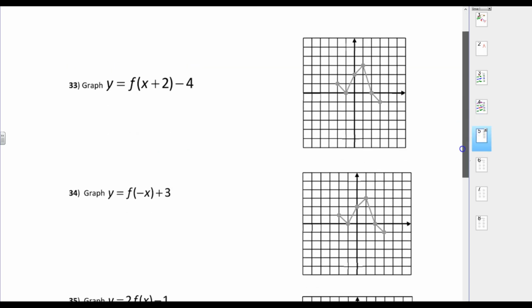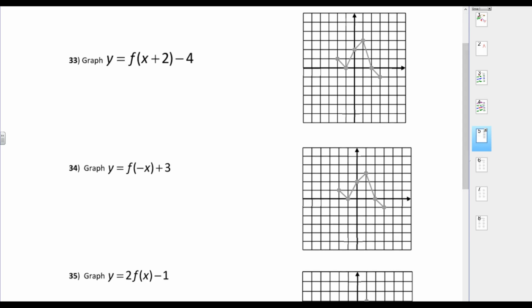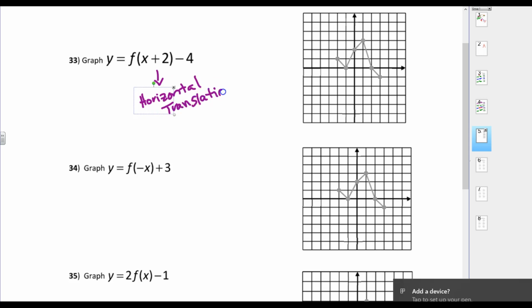All right, let's look at this guy. Oh, I like this one. This one's fun and easy. This one has 2 translations. This is a horizontal translation, and this horizontal translation, remember we do the opposite of what we expect, so it's going to take all my x values left 2. Whereas this one here is a vertical translation.